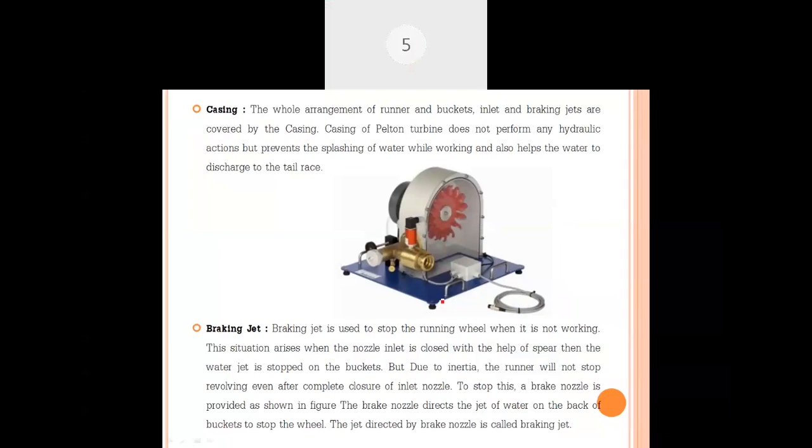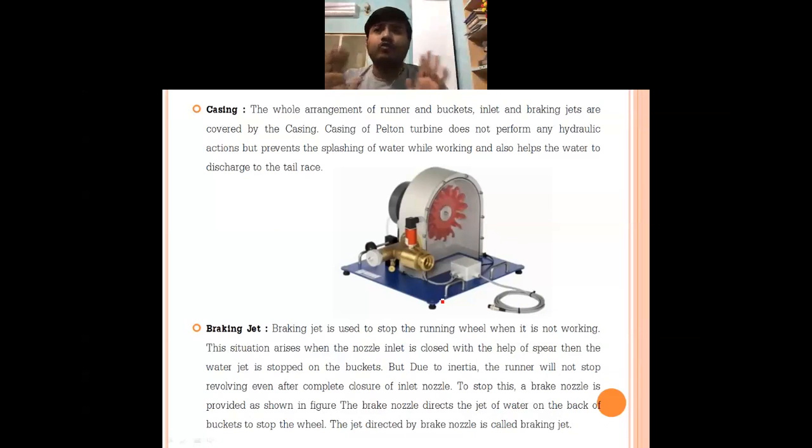Next one is your casing. Casing matlab jo khap hota hai, usko bolte hai casing. Iska kaam kya hai? Iska kaam hai pura Pelton wheel ko hold karke rakhne ka. और जो स्प्लैशिंग हो रहा है वाटर, मतलब आफ्टर स्ट्राइकिंग द जेट स्प्लैशेस, सो स्प्लैशिंग को बाहर जाने से रोकना, बस दैट इज द वर्क डन ऑफ योर केसिंग.